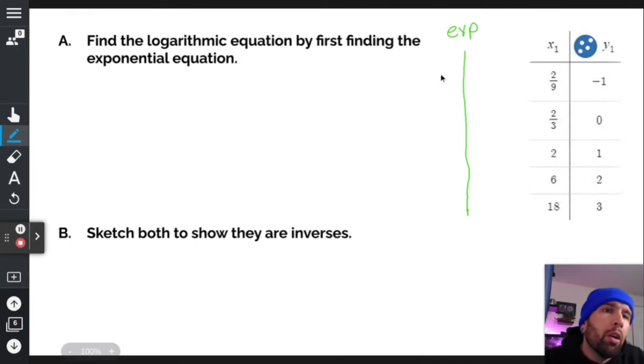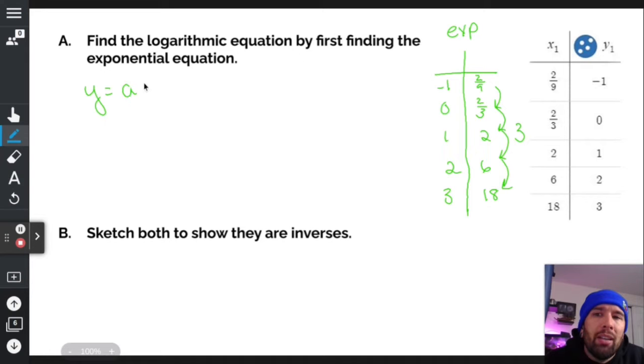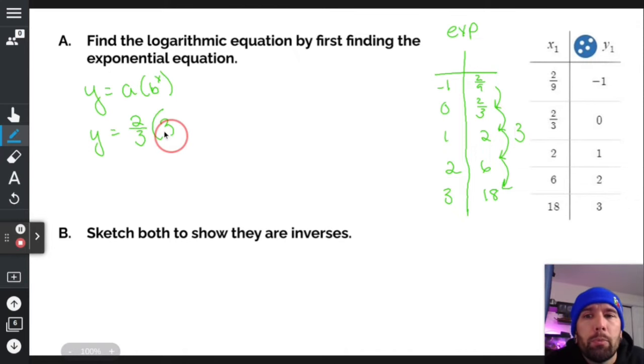What's really, really important when you do the exponential version is you swap everything. Negative 1, 2 ninths, 0, 2 thirds, 1, 2, 2, 6, 3, 18. Now, what we're doing here, very similar to the last problem, is we're multiplying everything by 3. Remember y equals a times b to the x. That b is your multiplier. That a is your initial value when x is 0. When x is 0, I have 2/3. So y equals 2/3, b is my multiplier, which is going to be 3 to the x.